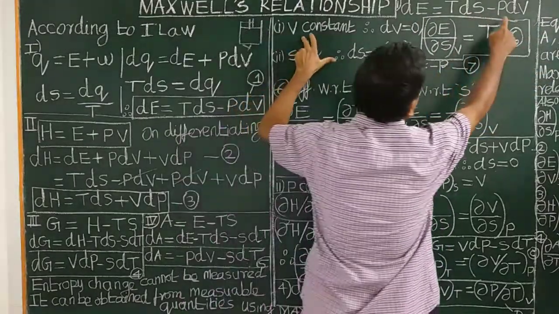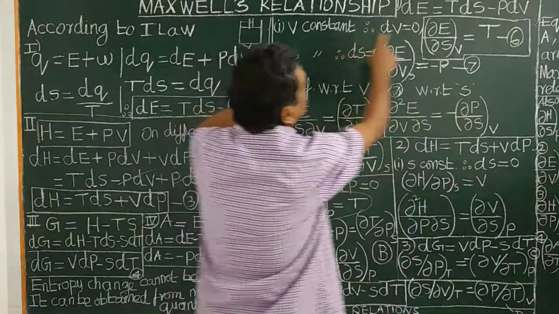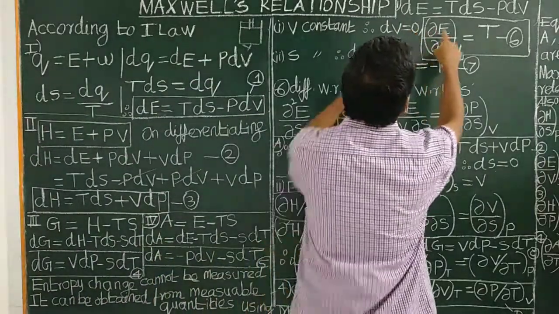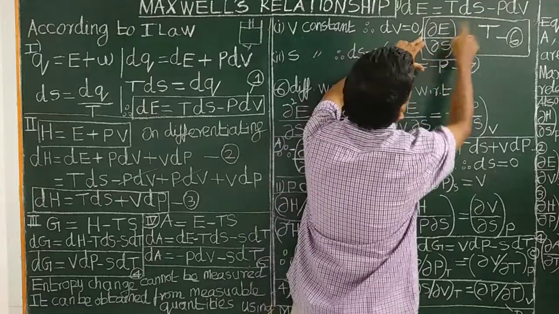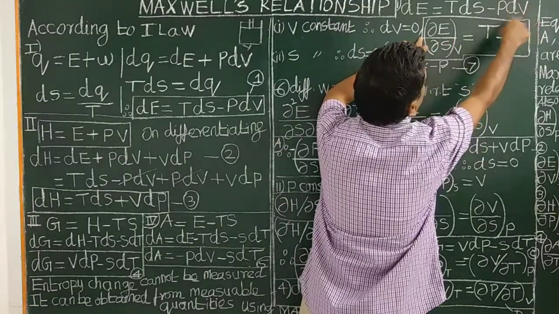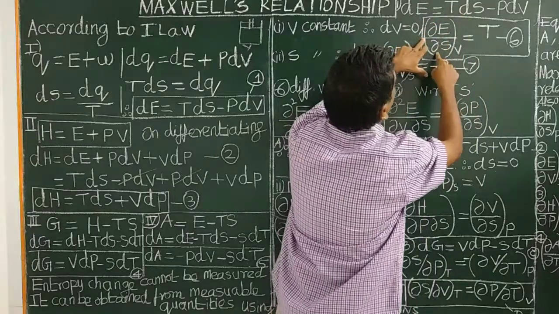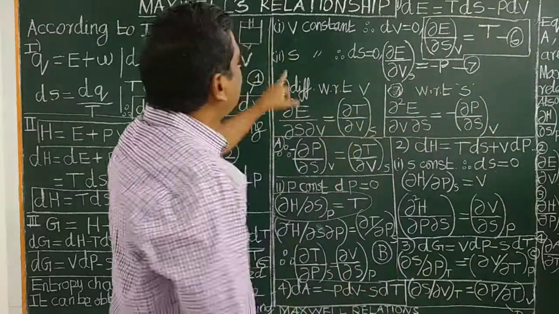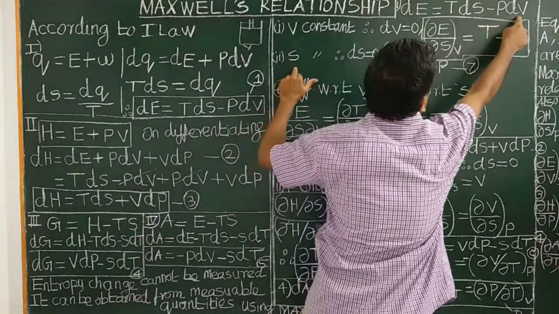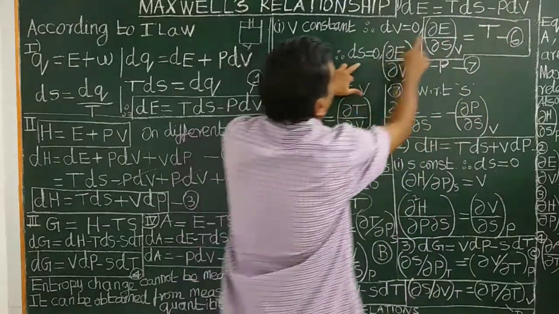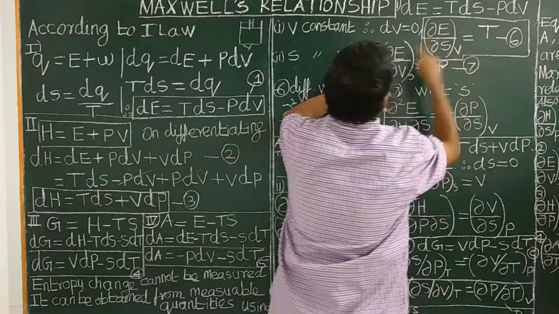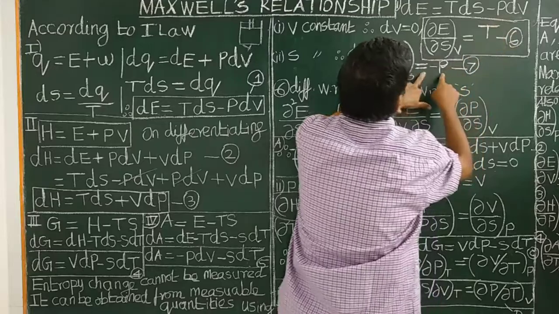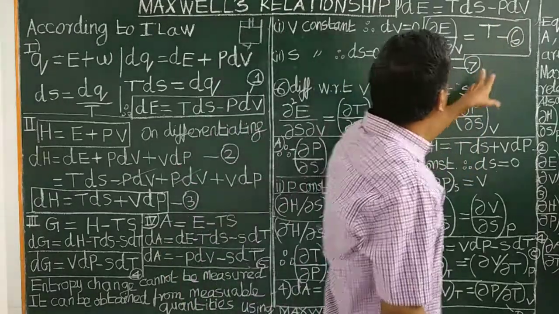Now let us take V constant. Since V is constant, there is no change in volume, dV equal to 0. Therefore, the partial derivative of E with respect to S at constant volume equals T. Similarly, now take S equal to constant, so dS equal to 0. Therefore, the partial derivative of E with respect to V at constant entropy equals minus P. You call these 6 and 7.